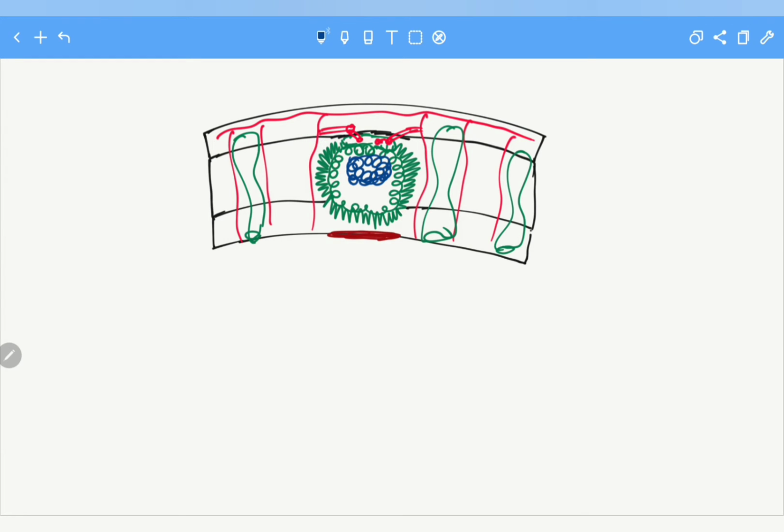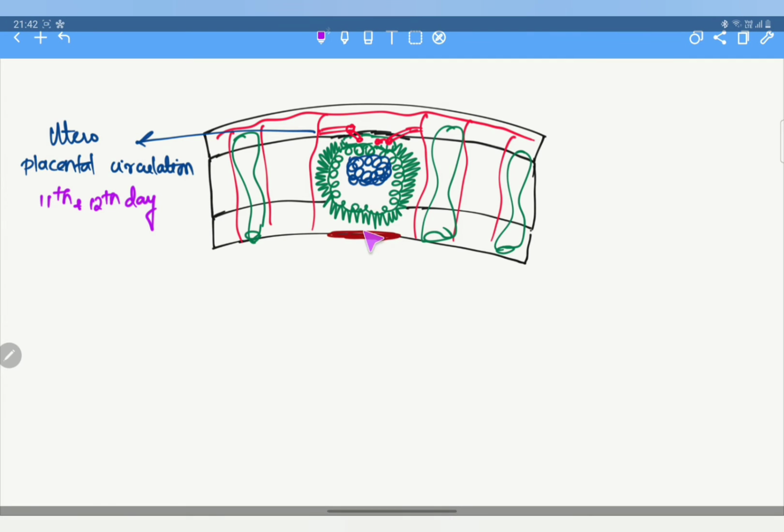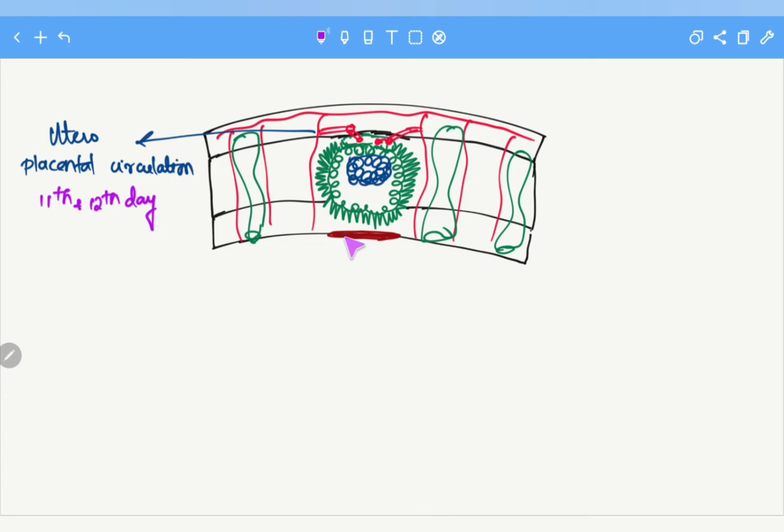So this is the initial establishment of uteroplacental circulation. This initial establishment of uteroplacental circulation occurs by about 11th and 12th day of embryonic development. So what happens sometimes by the 13th day, the fibrin plug must be formed. Once the blastocyst enters into the endometrial lining, the fibrin plug must be formed to seal the opening through which the blastocyst enters into the endometrium.